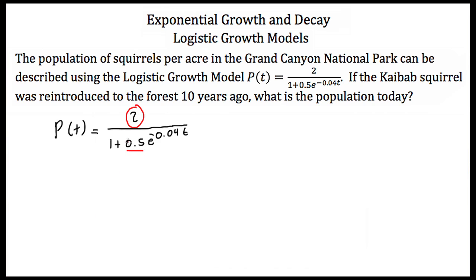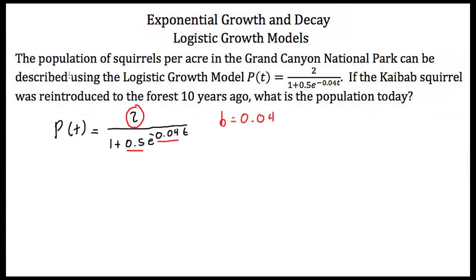0.5 is one of my constants. This is the a constant. And then 0.04, which has the negative in front of it, is my b value. Because this negative is out front, that means I have a positive b value, where b is equal to 0.04. So this is going to be a growth model, because this is positive.